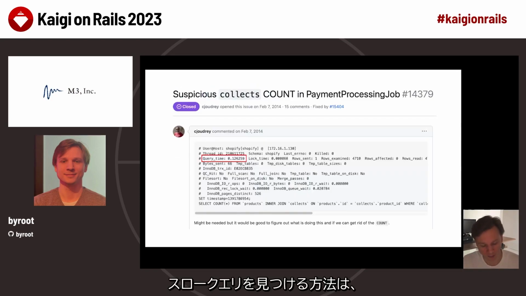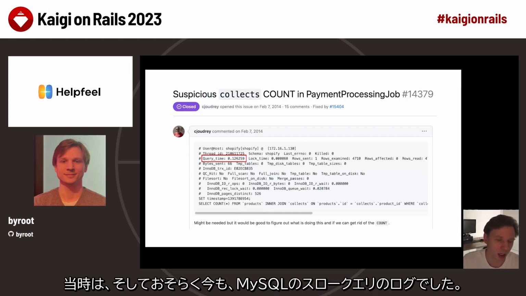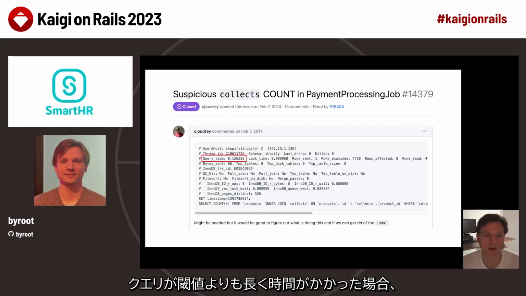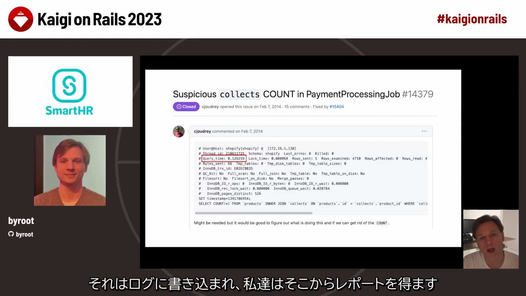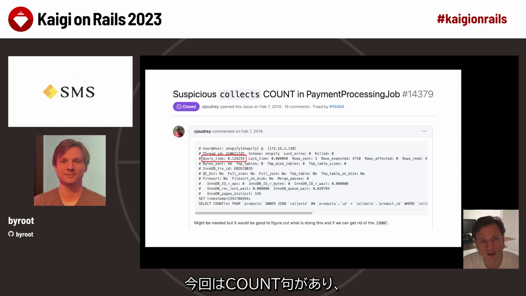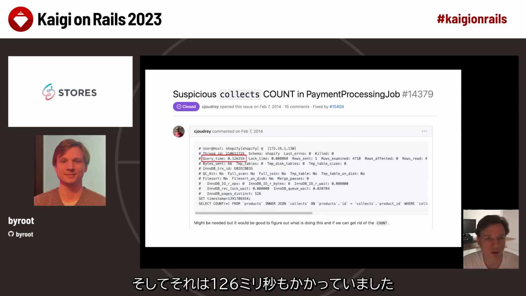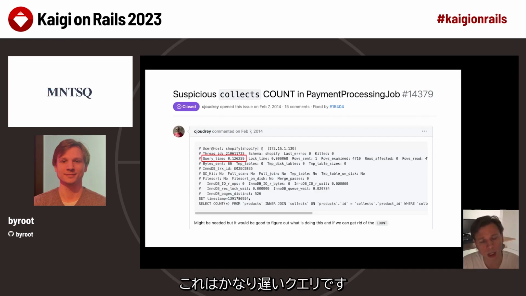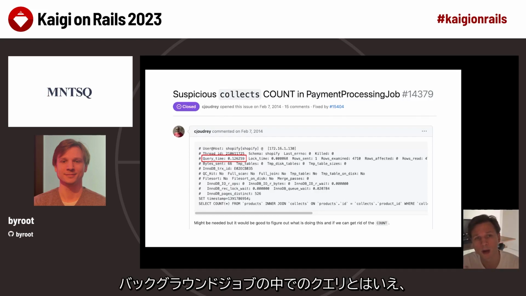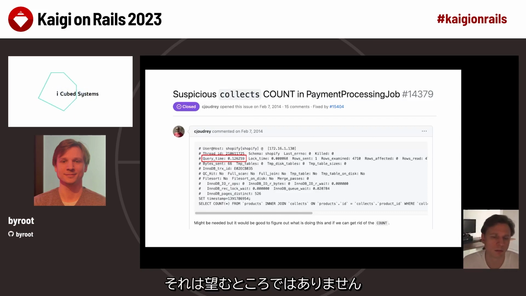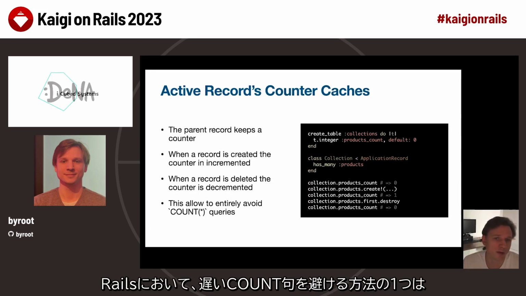The way we were finding slow queries at the time, and probably still today, was through the MySQL slow query logs. So every time a query would take longer than a certain threshold, it would be logged, and we would have reports from it. And in this instance, it was a count query that was counting products inside product collections. And it was taking, in this instance, 126 milliseconds, which is a lot of time. Even though it was done from a background job, it's still a lot of stress to put on the database that we don't want.